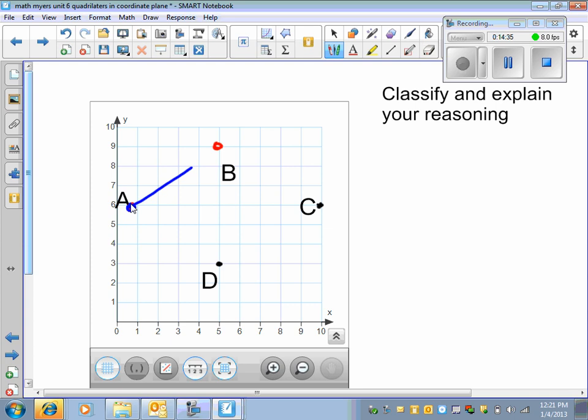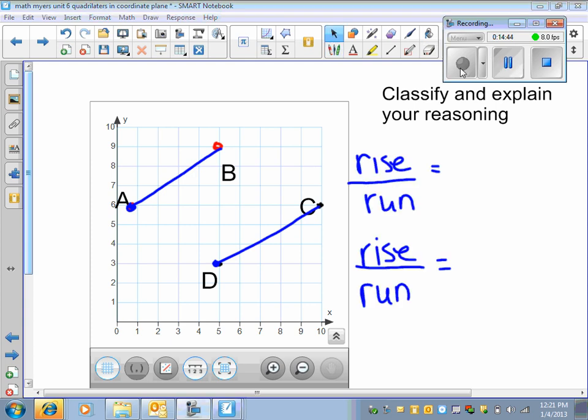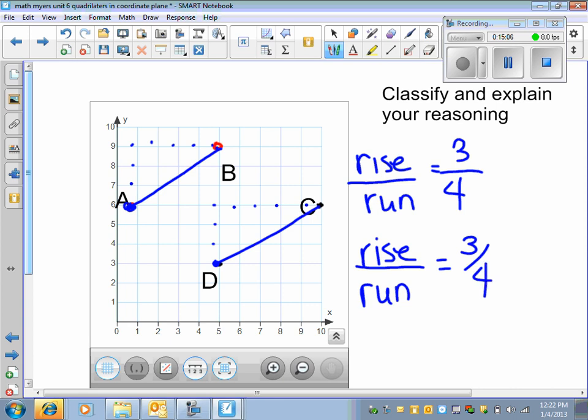I'm going to connect A to B, and I'm going to connect D to C. And I'm going to see what the slope is of these two. Well, slope is rise over run, and you definitely have the formula, and you can plug in the points. But in order to get from A to B, I must rise 1, 2, 3. So my rise is 3. And I run over 1, 2, 3, 4. So the slope of this is 3/4. I do the same thing with D, 1, 2, 3, 1, 2, 3, 4. And so my slope is 3/4.